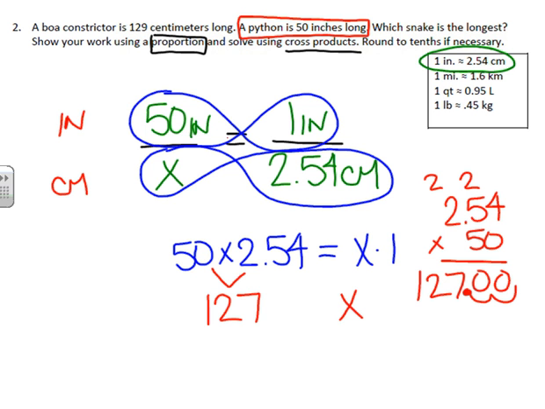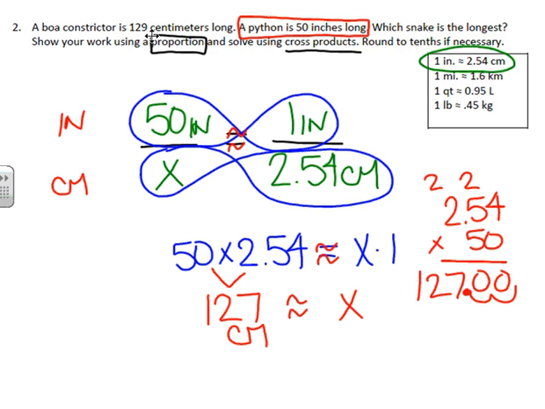I should have my squiggly lines to show that it's approximately equal, because it's not quite exact. The 2.54 centimeters is a rounded number. The number actually goes on many more digits. So now I know that X is about equal to 127 centimeters.